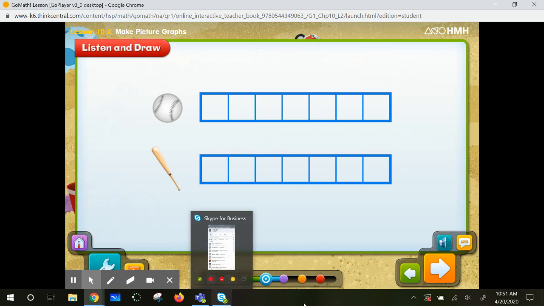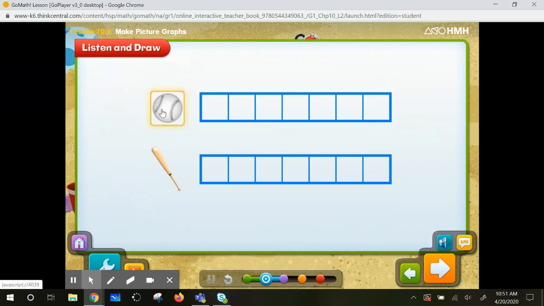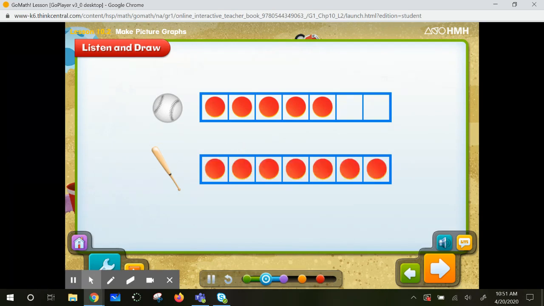Let's show 5 counters for the baseballs. 1, 2, 3, 4, 5. Aesop has 5 baseballs, so there are 5 counters. Aesop has 7 bats. Let's show 7 counters now. To see whether Aesop has more baseballs than bats, you can draw lines to match the counters in the top row to the counters in the bottom row. Let's draw the lines between the counters now.